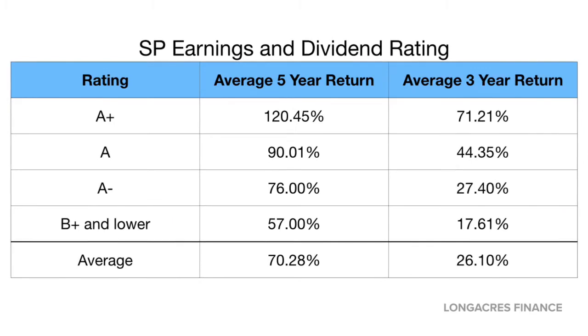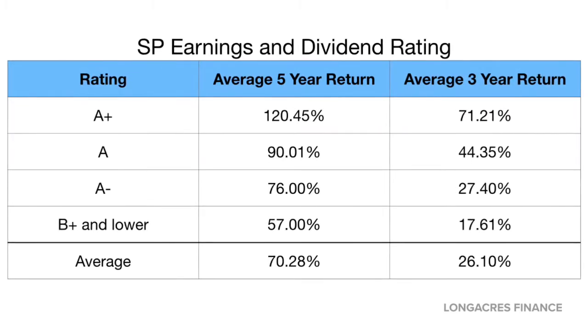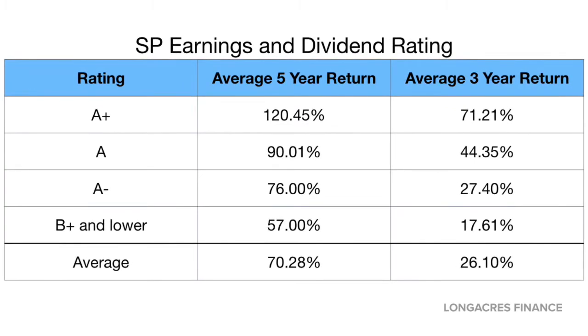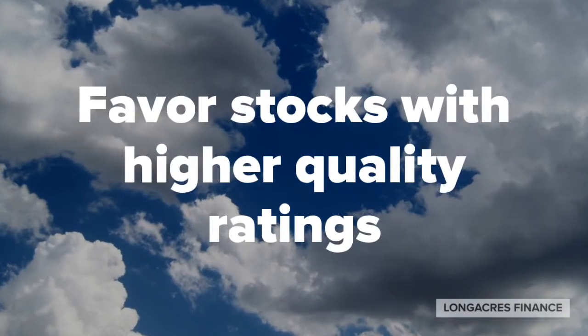As you can see, higher rated stocks on average outperform the universe average. A+, A, and A- are considered above average ratings by S&P. And interestingly enough, they all outperform lower rated stocks. Based on this trend, my final screener should favor higher rated stocks.